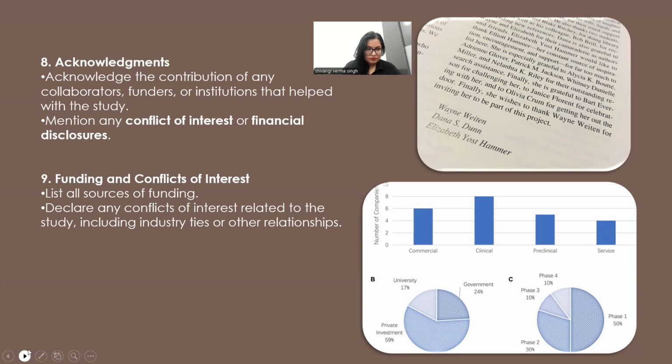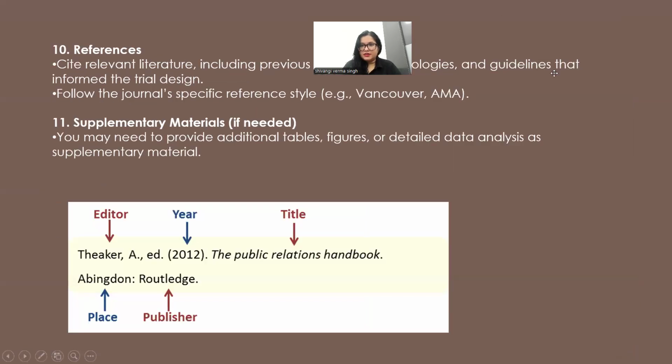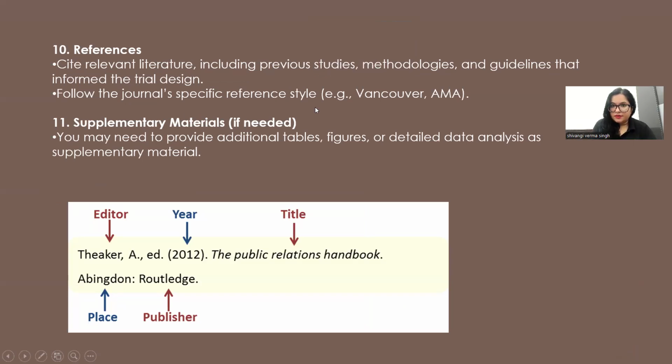References. Now, references. There are many different types of journal-specific reference styles. So, cite relevant literature, including previous studies, methodologies, and guidelines that inform the trial design. Follow the journal-specific references, for example, Vancouver or AMA. Supplement material if needed. You may need to provide additional tables, figures, or detailed data analysis as supplementary material. So, like this, you mention editor, your title, place, publisher.